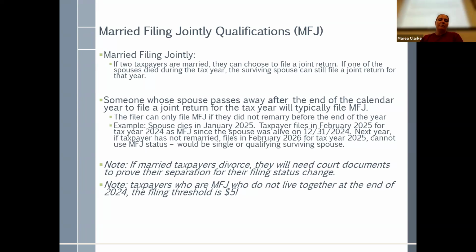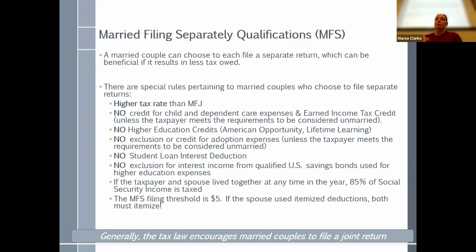And it's important to note that for taxpayers who are married filing joint, who do not live together, the filing threshold is very different. It is $5 rather than the standard deduction. So they are much more likely to have to file.